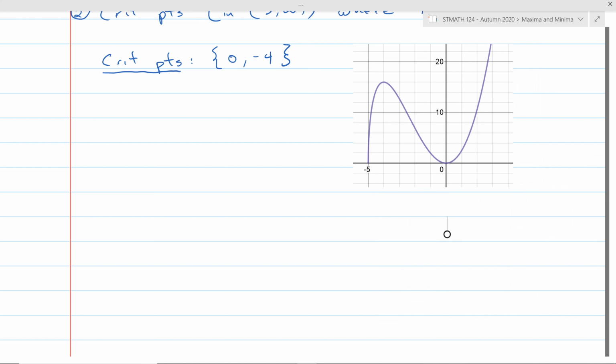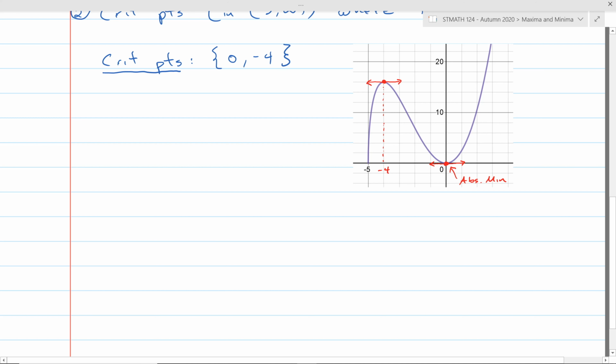Okay, and so there's the graph. And you can certainly see something's happening here at -4. In fact, I can see that we've got a local maximum at -4. And I can also see that something's going on here at 0 because the tangent line goes horizontal there. At 0, I can actually see that we got an absolute minimum.